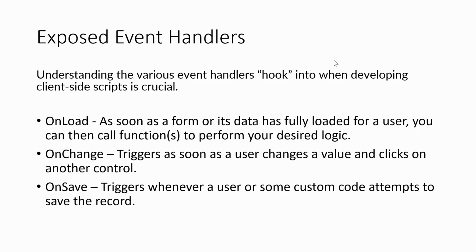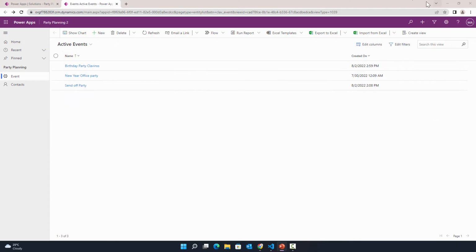For example, when the form loads, you can update a label, or you can give them an alert, etc. On change usually happens when a column value has been updated and the user clicks on another control. And then you have the on save event. When you are done filling up the form, maybe you want to trigger a Power Automate. In that case, you will use the on save event. That's all the slides that I have. Let's get into the demo.